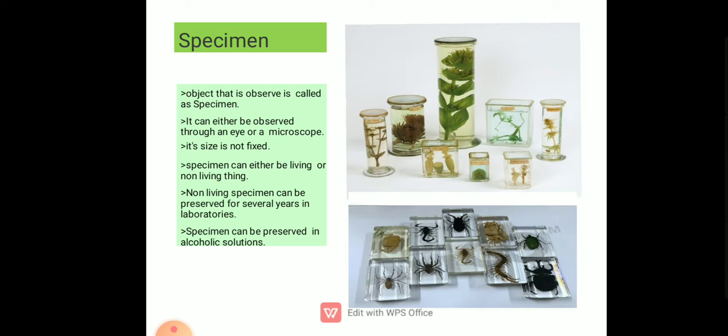A specimen can be either living or non-living as well. It is not necessary that the thing you are going to observe will always be alive. It can be dead as well, and still it will be a specimen. Non-living specimens can be preserved for several years in laboratories.